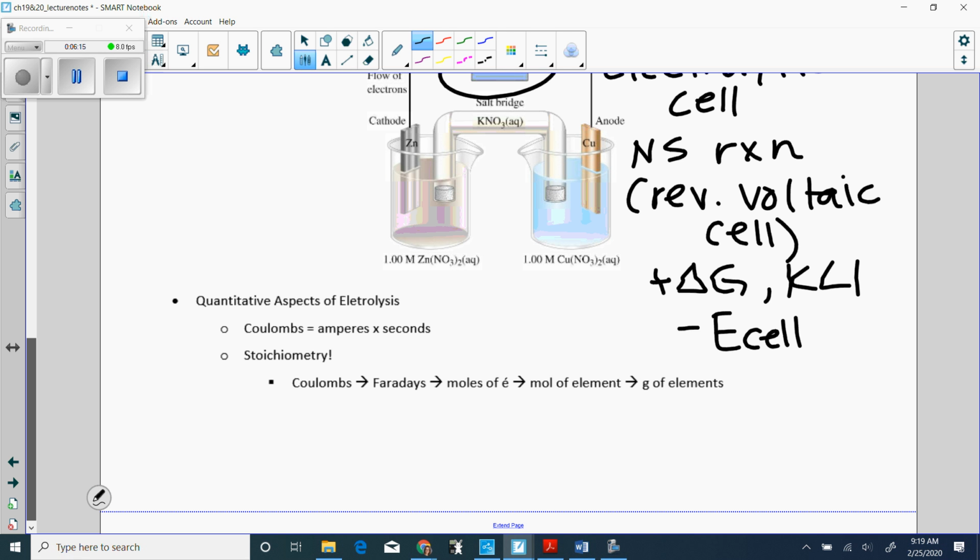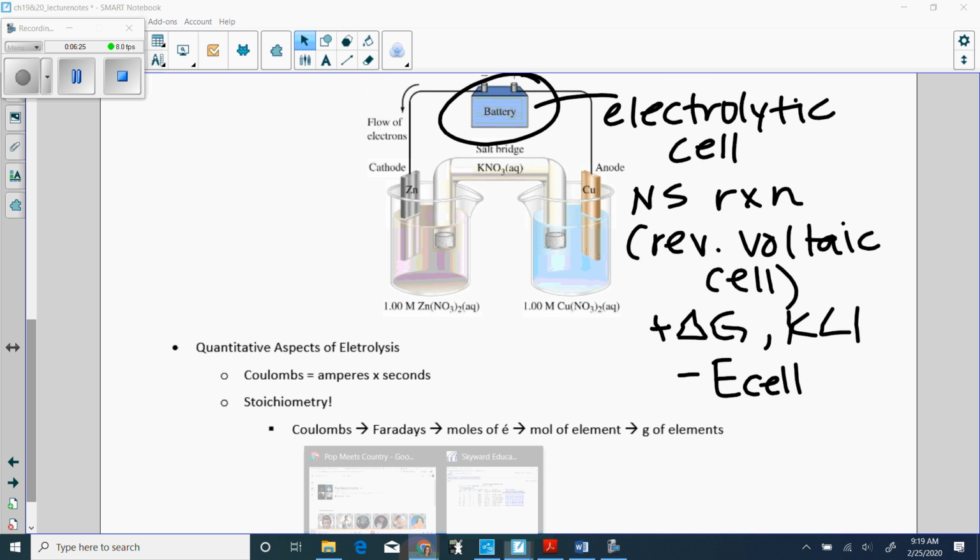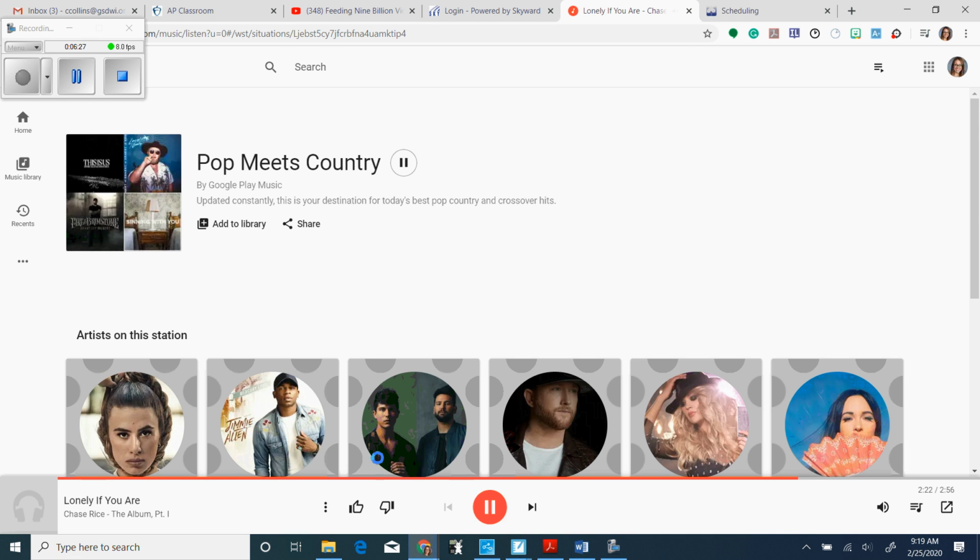It's like thinking back to baby chem, grams to moles, moles to, okay, so we're going to play that game. When the music starts, please just talk about the difference between electrolytic and voltaic, and then we're going to do 2 sample questions. Ready, go.